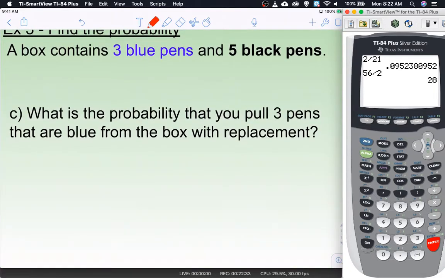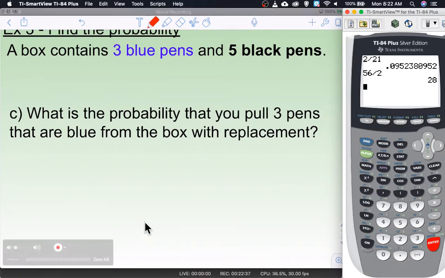And one for you. So the same 3 blue pens, 5 black pens, but now, what is the probability that you pull 3 pens that are blue from the box with replacement? I'm going to have you try this one. Go ahead and pause the video and try that one right now.